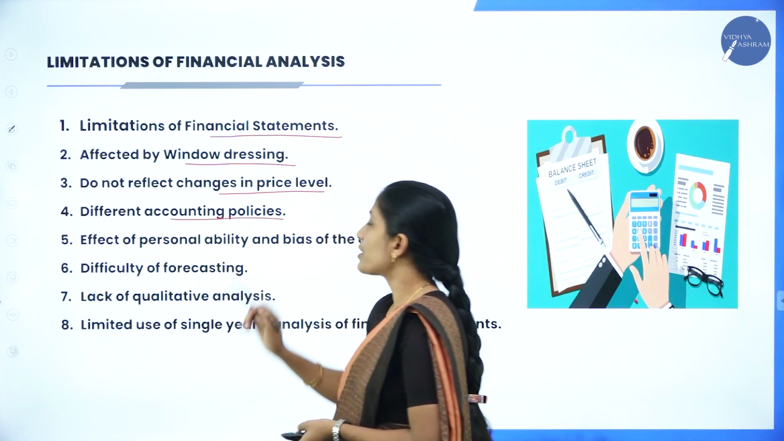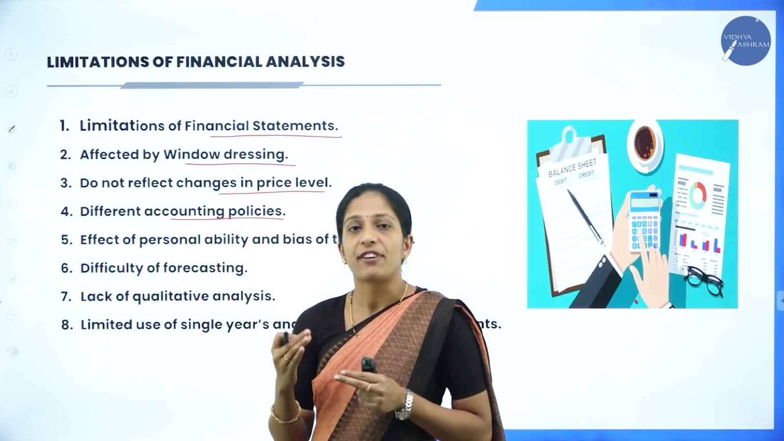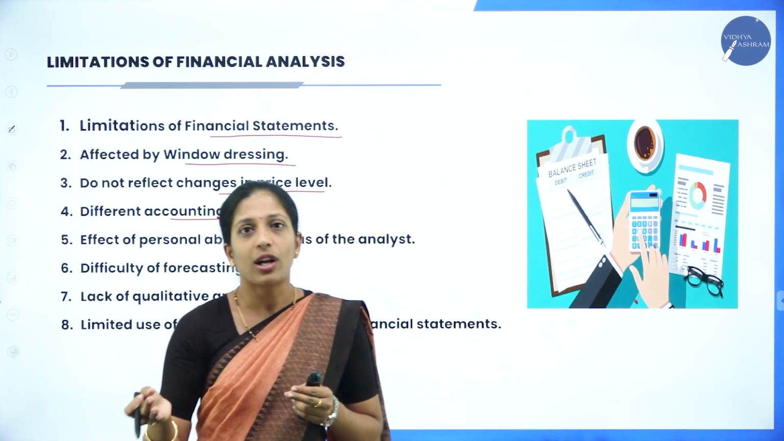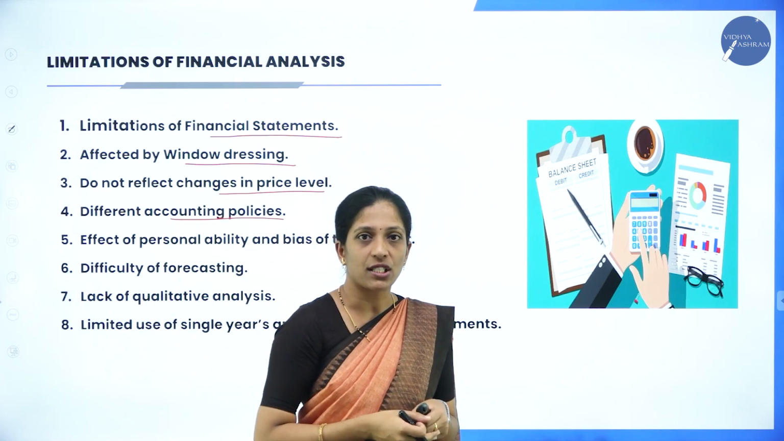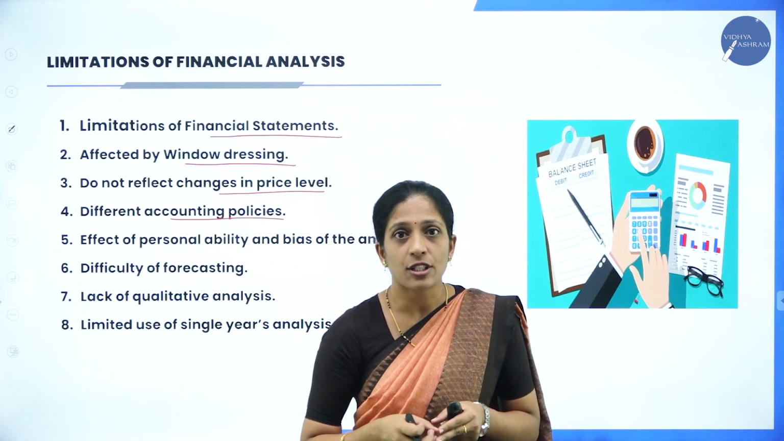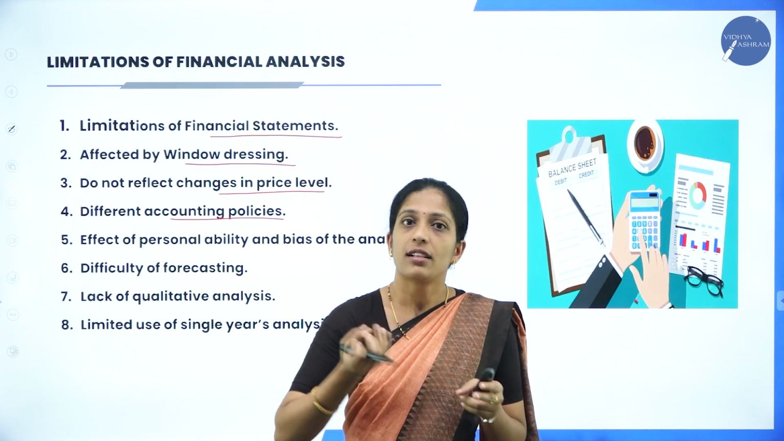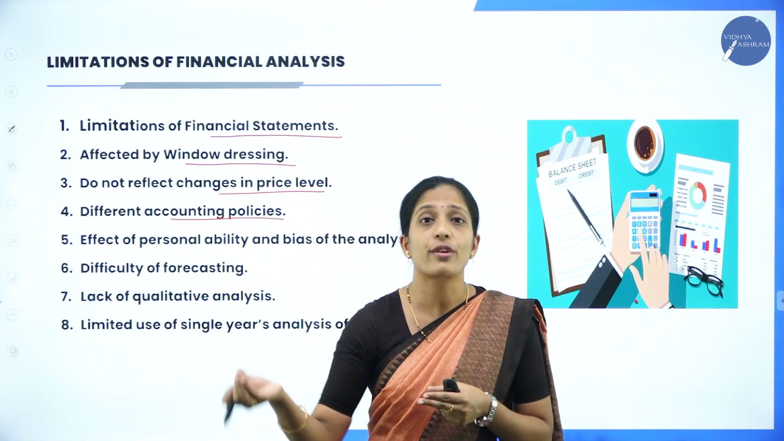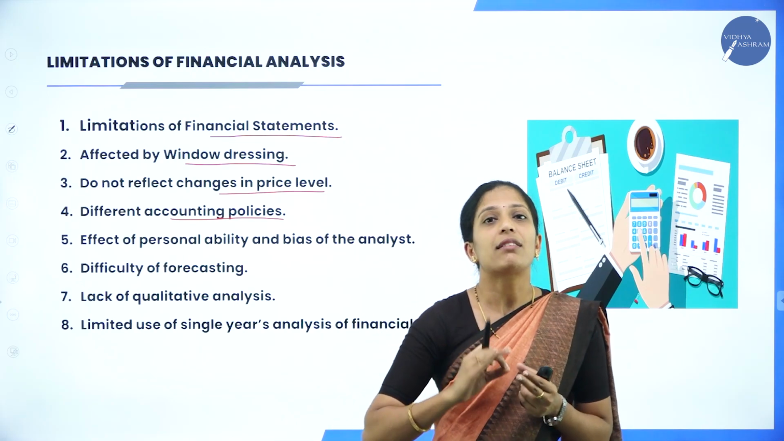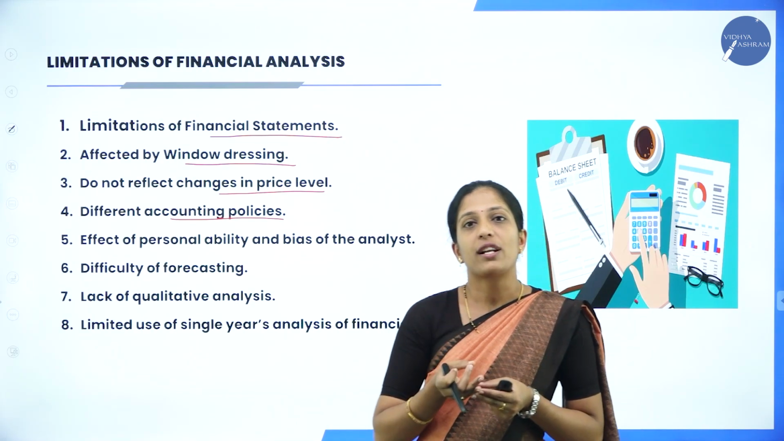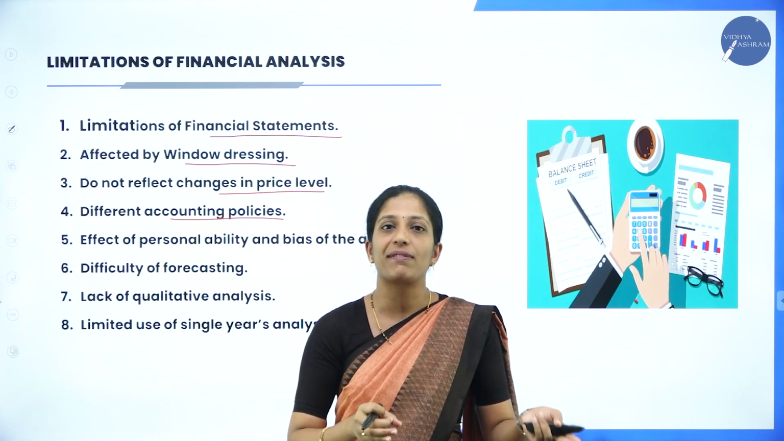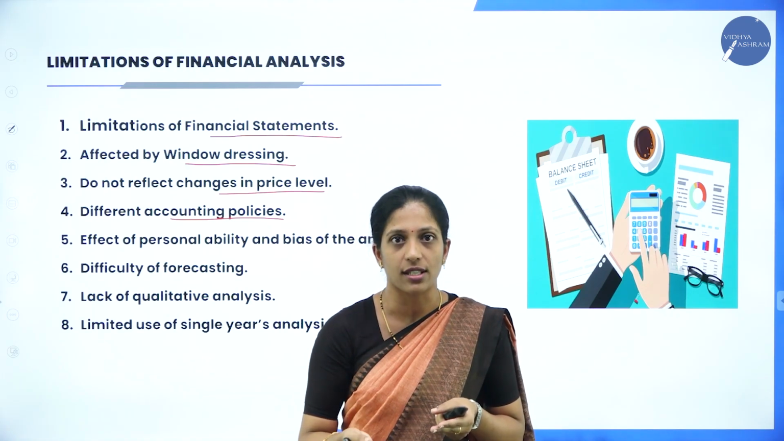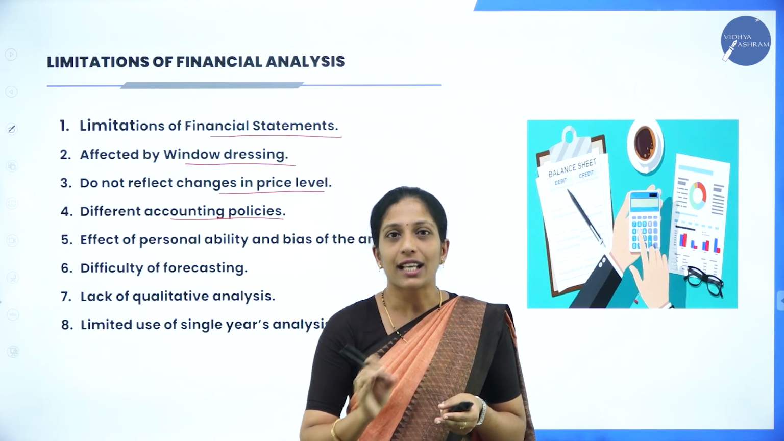Different accounting policies also. You can't compare your financial statement with another organization, because they might have followed some other method. For example, depreciation. Our organization might have followed the straight line method. The other organization might have followed the written down value method. So the methods are different, and if the policy which you have followed from your previous year to the current year changes, then your comparison cannot happen.